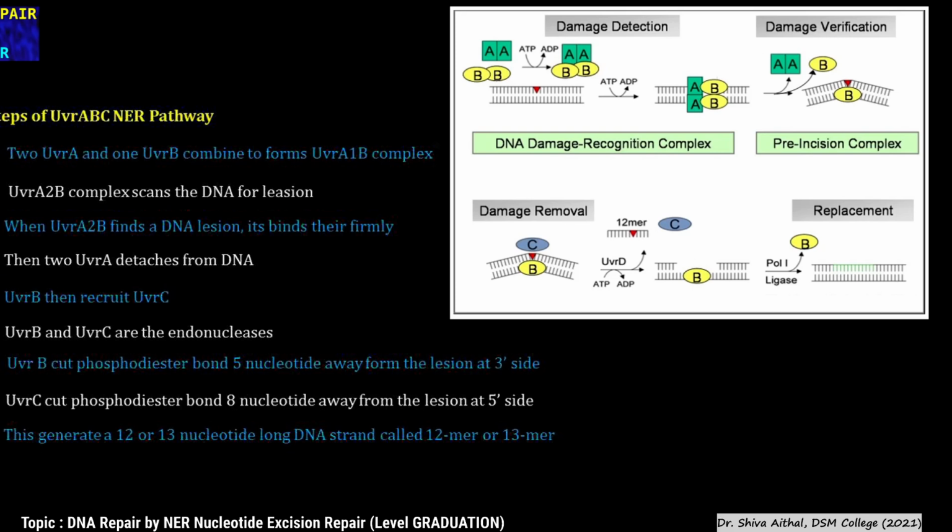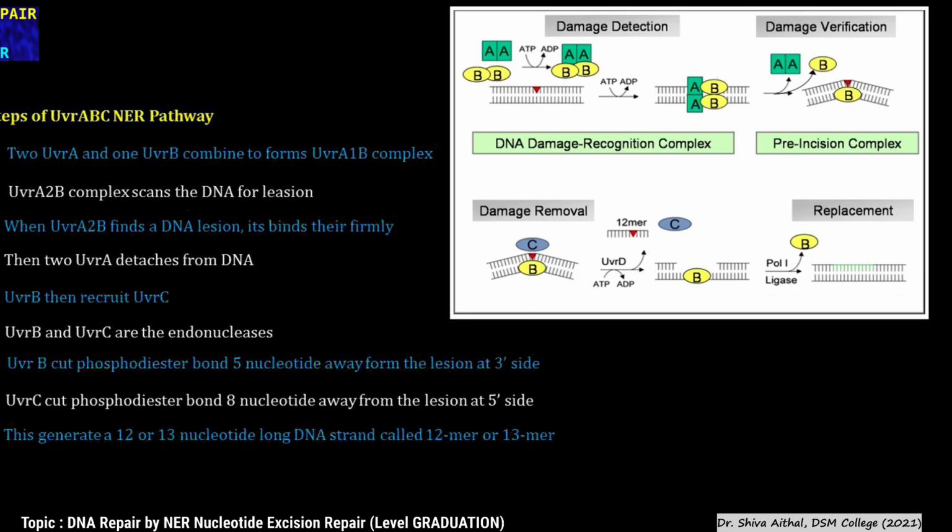So B and C are now at the point of the lesion, the dimer. UvrB and UvrC at that point act as an endonuclease. What is the function of the endonuclease? UvrB cuts the phosphodiester bond of the DNA 5 nucleotides away from the lesion. UvrC cuts the phosphodiester bond 8 nucleotides away from the lesion. That is how they both function.